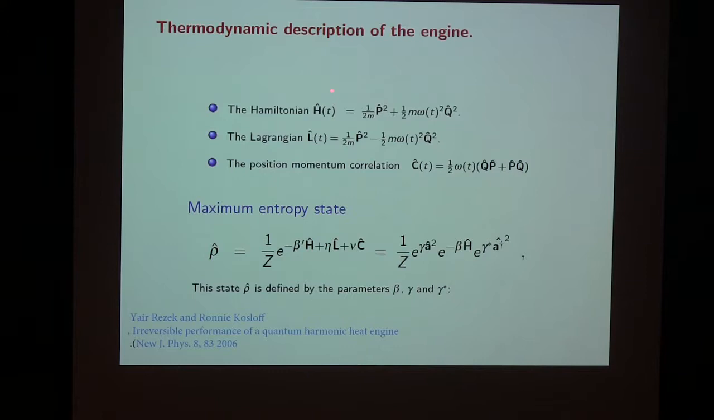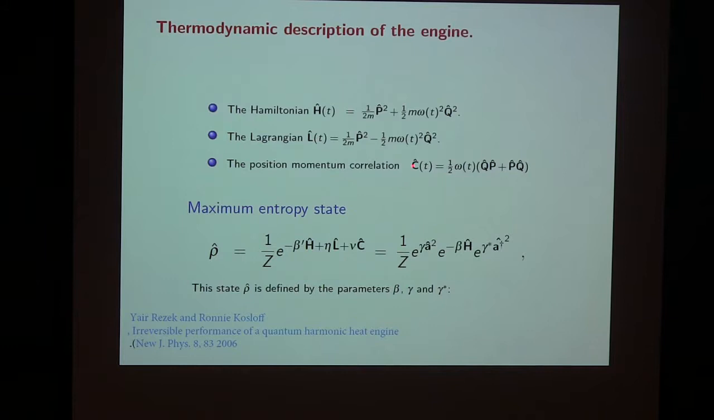I can define a time-dependent Hamiltonian, because my frequency is changing in time. I can look at the Lagrangian, which is this. I can look at the position momentum correlation. This is closed as an algebra. And what you should think of in equilibrium, these L and C operators, their expectation values are zero.